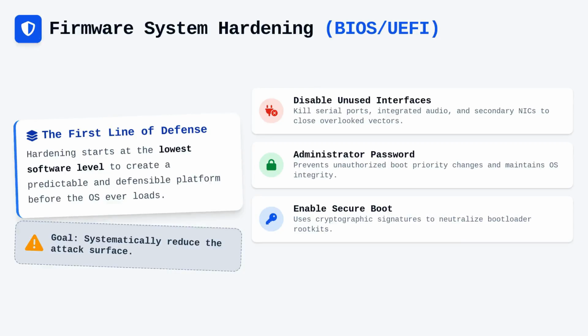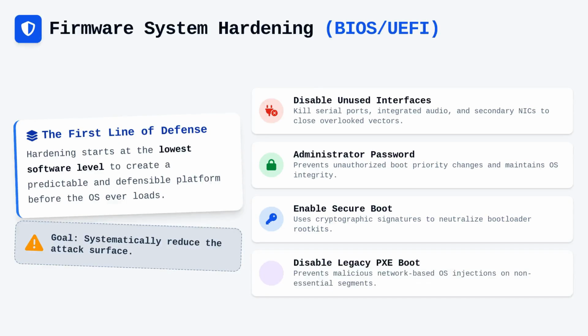By enabling secure boot, you leverage cryptographic signatures to ensure that only trusted, validated code is executed during the startup sequence, effectively neutralizing rootkits that target the bootloader. Furthermore, disabling legacy features like PXE booting on segments where it is not required prevents adversaries from attempting network-based OS injections. Taking the time to curate these firmware settings creates a stable, predictable, and defensible platform before the operating system even initiates its first loading routine.